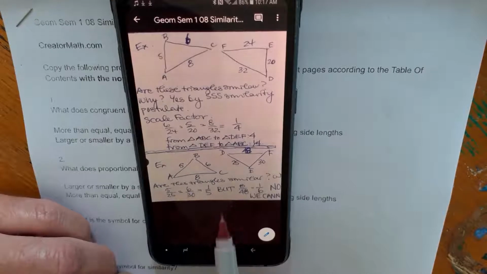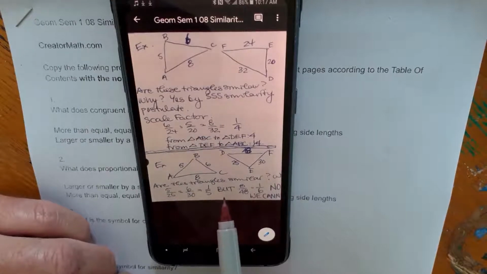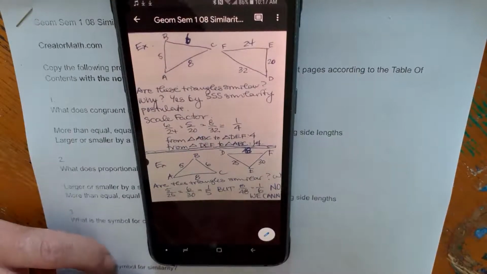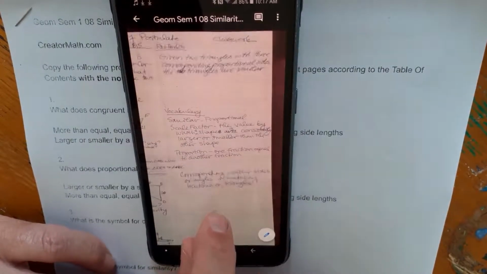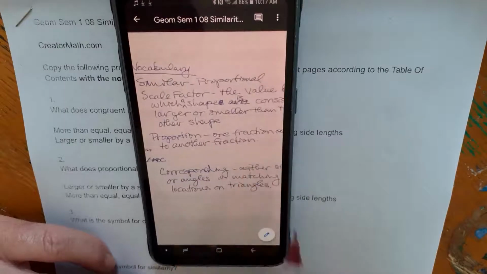So all 3 sides must be proportional by the same scale factor to say that these are proportional. So this one is an example of one that is not proportional because the scale factor changes.